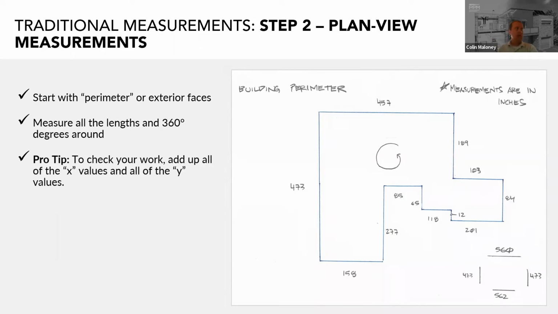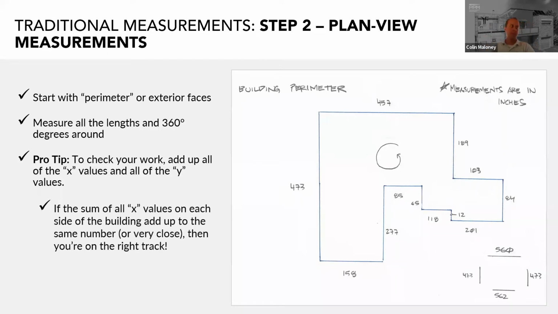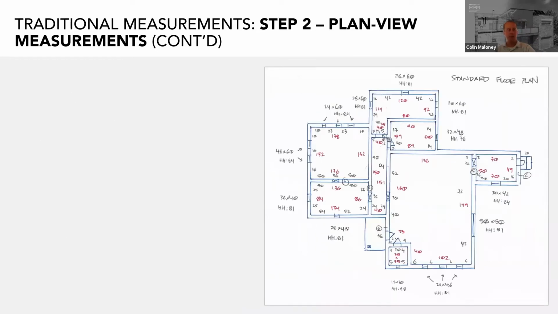To check your work, add up all the X values and all the Y values. You can see I've done that in this sketch below in the lower right. That's what that is. I've added up the X values on the top, the X values on the bottom, the Y values on the left, and the Y values on the right, just to see how close I came. That gets you to your closing error. If the sum of all X values on each side of the building add up to the same number or very close, then you're right on track. And do it for the X and the Y.